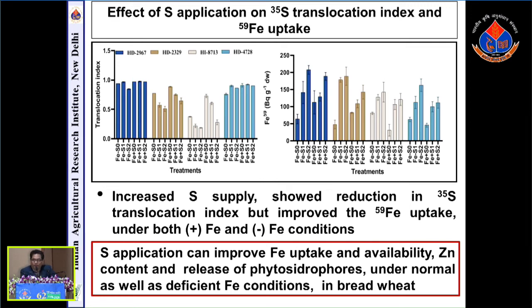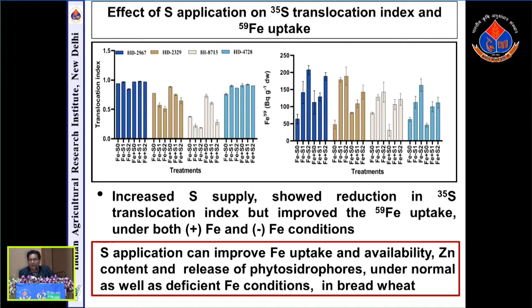This is the effect of sulfur application on the sulfur translocation index and the iron uptake, and it was observed that the increased supply of sulfur showed a reduction in the sulfur translocation index but improved the iron uptake under both plus Fe and minus Fe conditions. It was concluded from the work that sulfur application can improve iron uptake and availability, zinc content and release of phytonutrients under normal as well as iron deficient conditions in bread wheat.